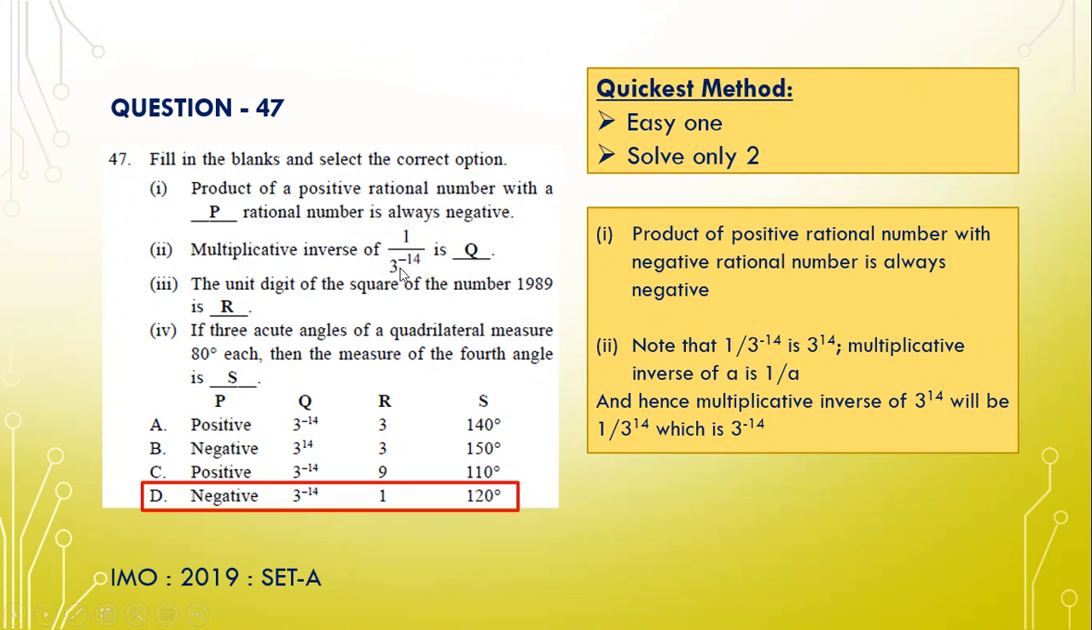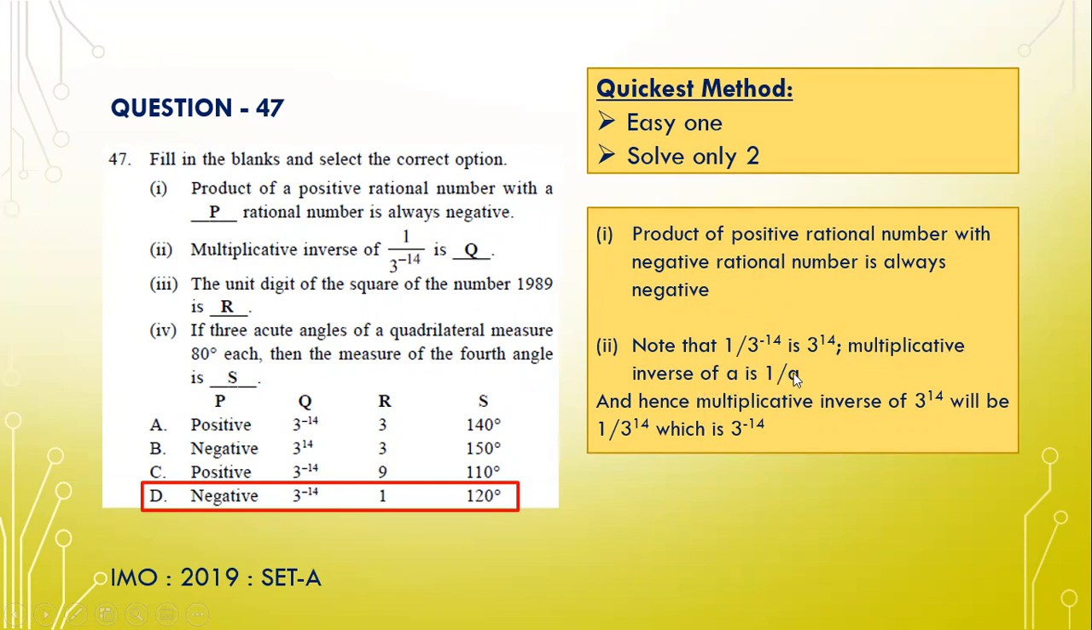The multiplicative inverse of (1 upon 3) raised to minus 14 is... Note that (1 upon 3) raised to minus 14 is 3 raised to 14, isn't it? Because the 3 will come at the top. And the multiplicative inverse of A is 1 upon A, because A into 1 upon A is 1. Isn't it? A into 1 upon A is 1. So that's why the multiplicative inverse of A is 1 upon A. The multiplicative inverse of 3 is 1 upon 3.